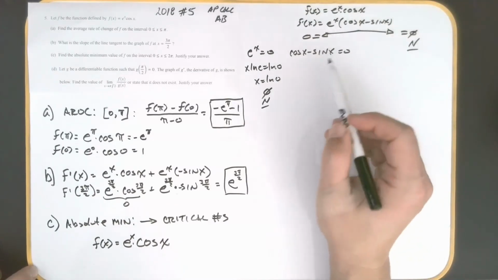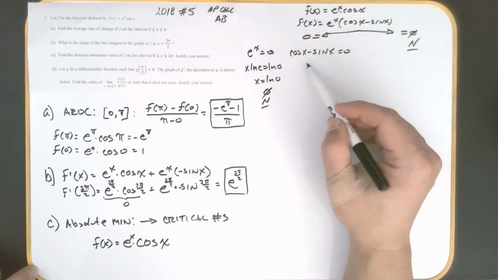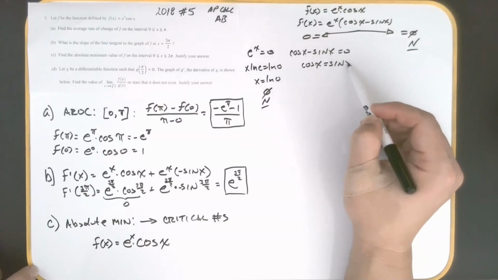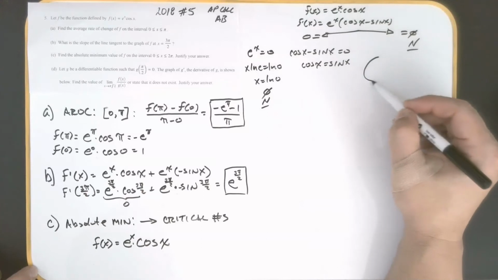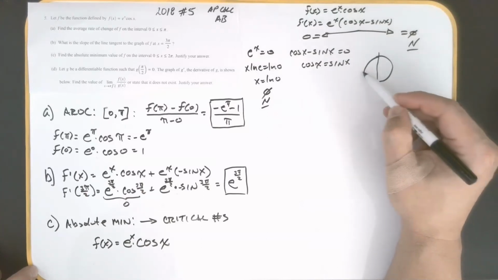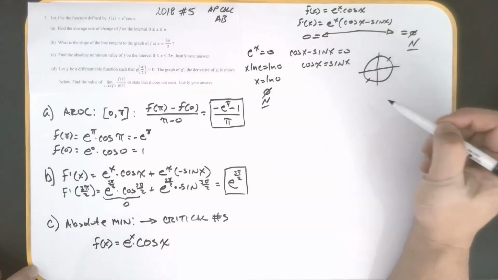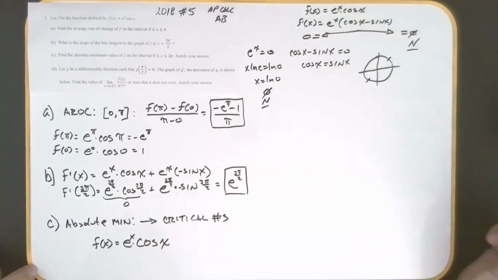But this one is definitely doable. So when does cosine minus sine equal 0? Well, that's when cosine is equal to sine. And that's pretty common knowledge from pre-calc. You'd say, when are sine and cosine the same? Well, at pi fourths and at 5 pi fourths. So there's your critical numbers.